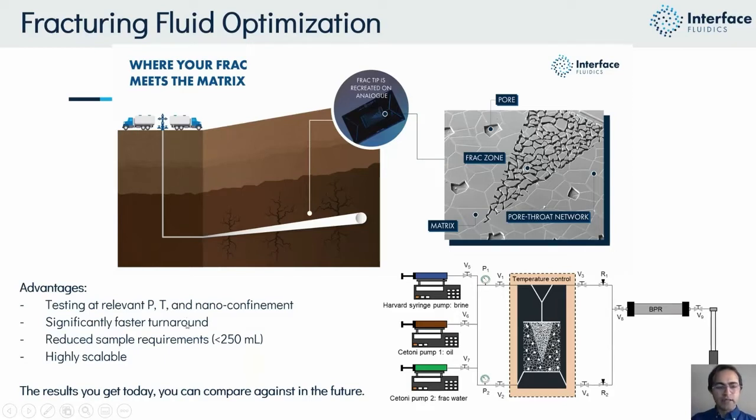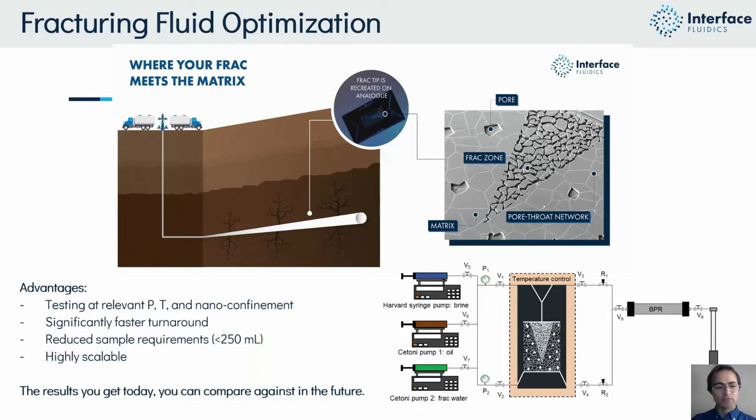In terms of the advantages, we can run these experiments at pressure and temperature relevant to reservoirs. They are actually run at true nano confinement, relevant to the confinement level of the unconventional reservoirs. They're significantly fast compared to the conventional testing out in the market. We use very little amount of fluid sample, and it's very scalable.